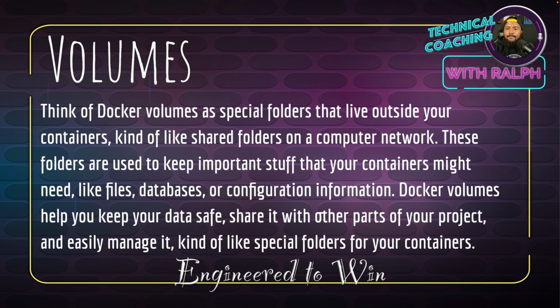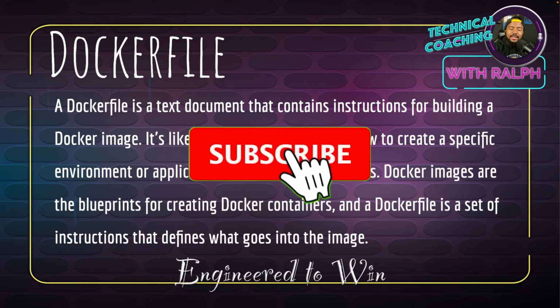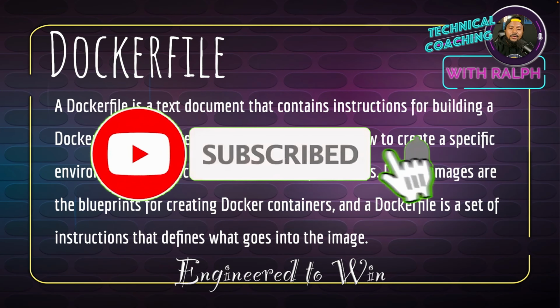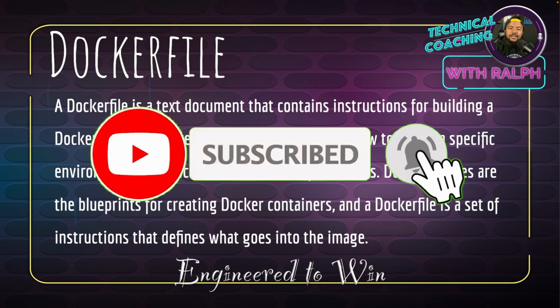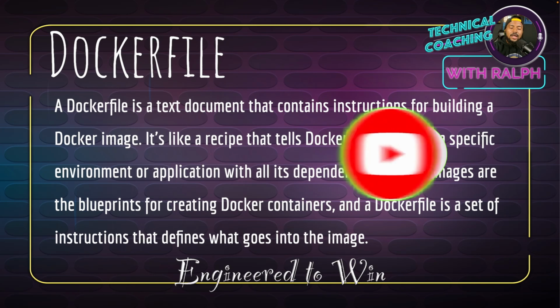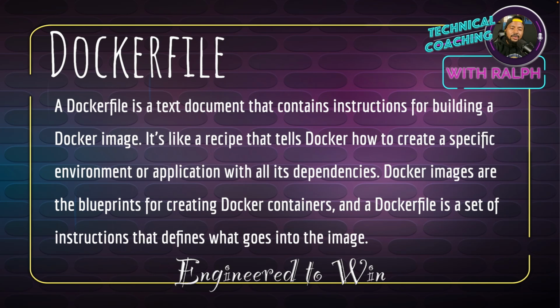All right, now let's get into the Dockerfile. A Dockerfile is a text document that contains instructions for building a Docker image, right? So let's differentiate, like we did last week, a Docker image versus a Docker container. A Docker image is the baseline of what your container is going to be built on.